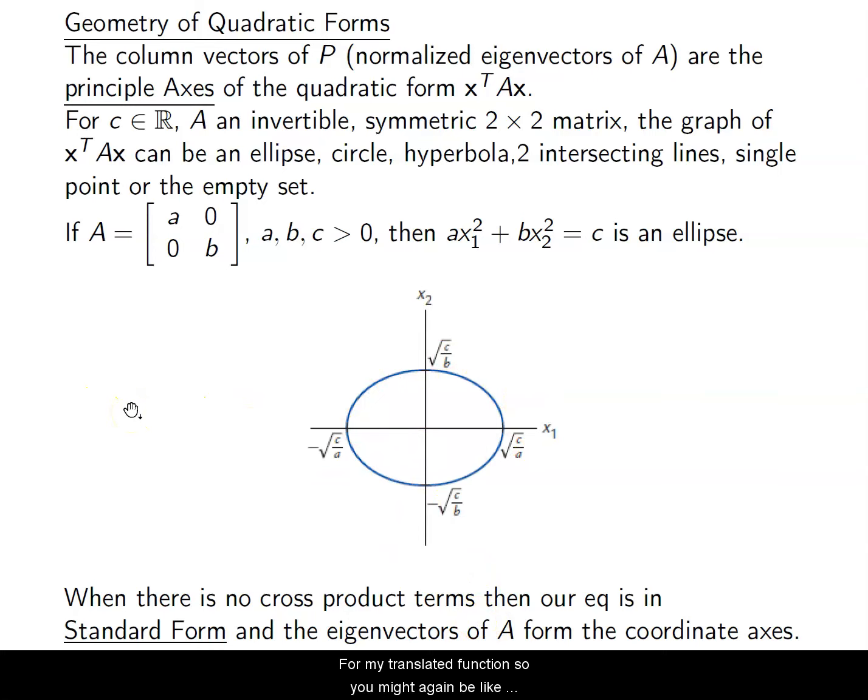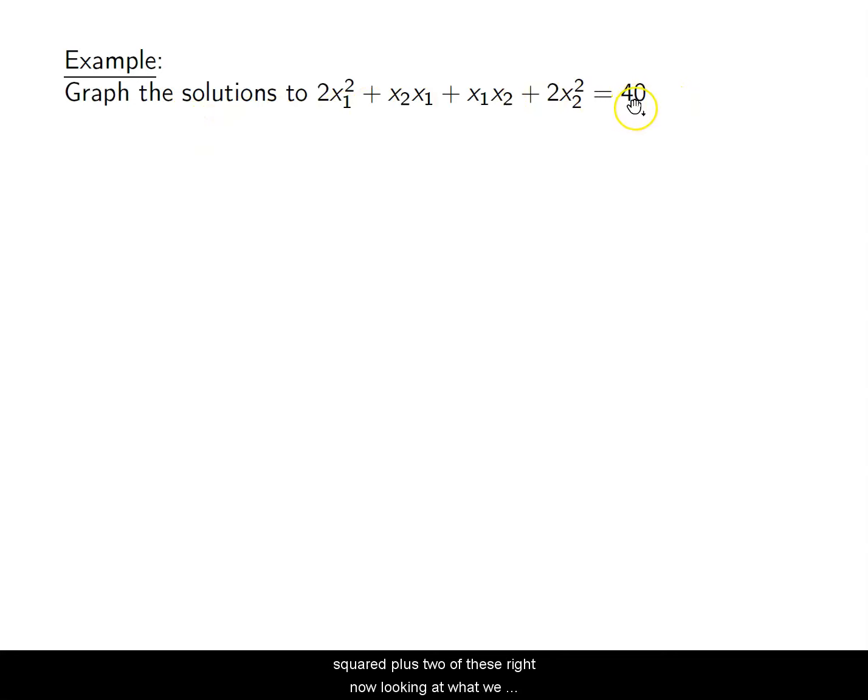So you might be like, what are you talking about, Professor Williams? Obviously, we're going to do an example. So let's take our previous example and set it equal to 40. So 2x1 squared plus 2x2 squared. I should have just added these together; I don't know why I kept it separate.